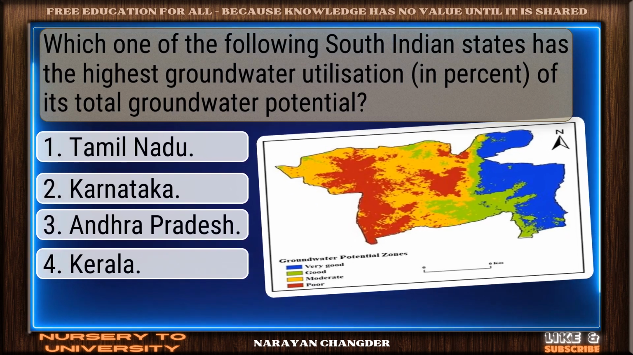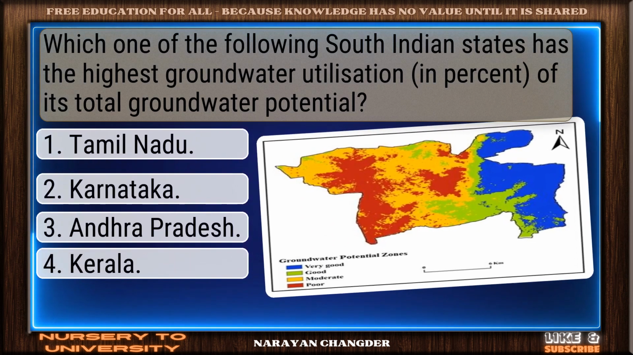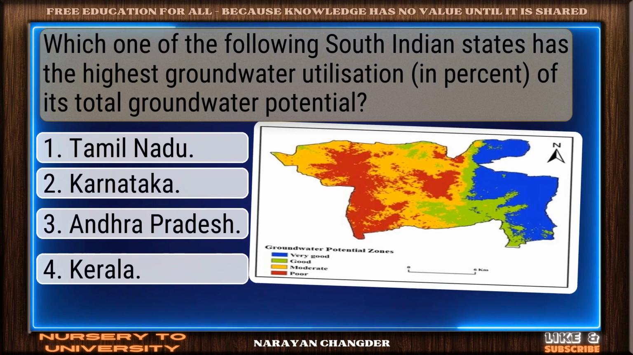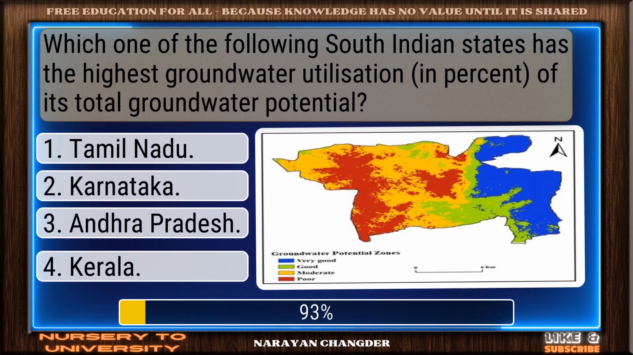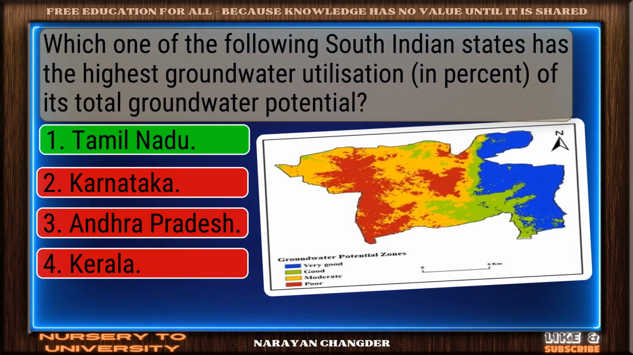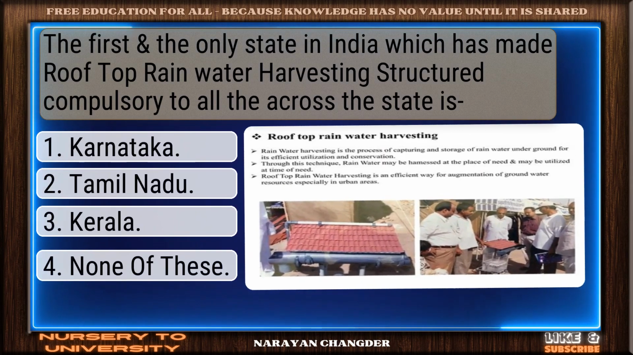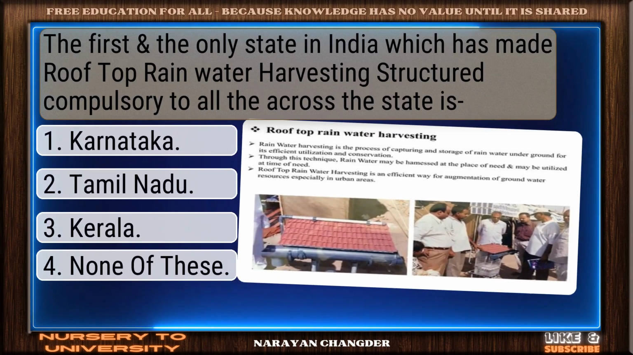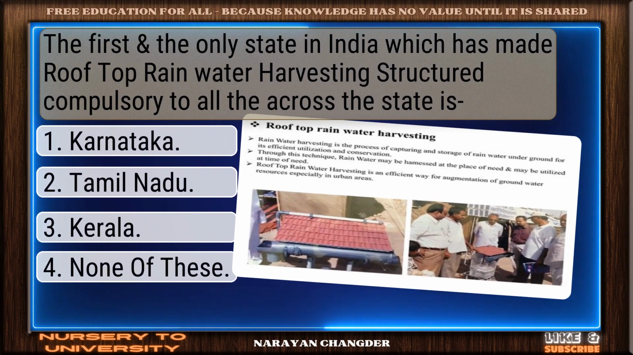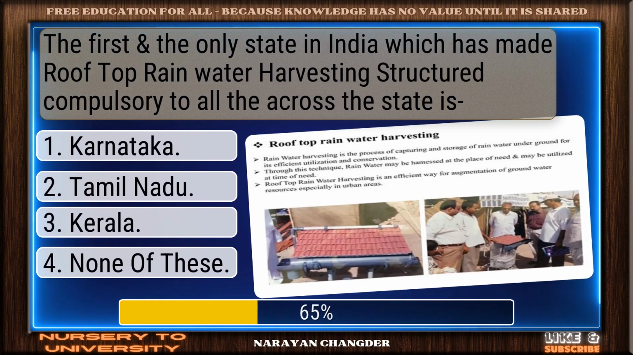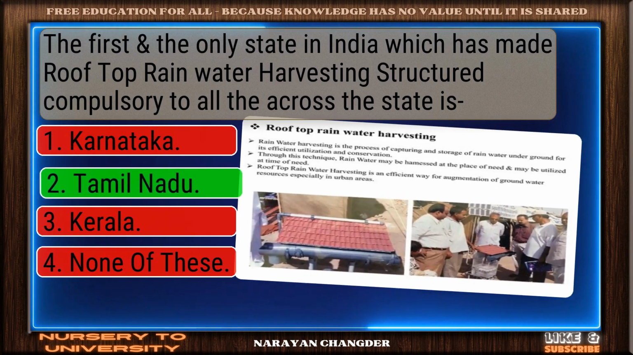Which one of the following South Indian states has the highest groundwater utilization of its total groundwater potential? You got it? Tamil Nadu fits. The first and the only state in India which has made rooftop rainwater harvesting structures compulsory to all across the state is. Great job. Tamil Nadu is accurate.